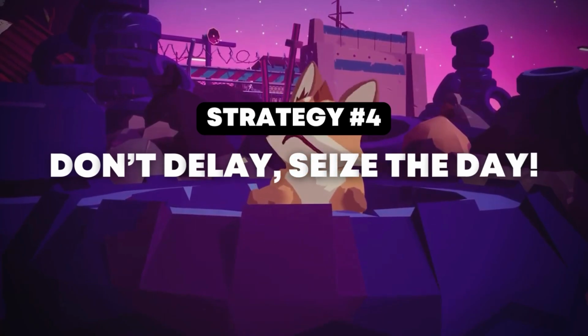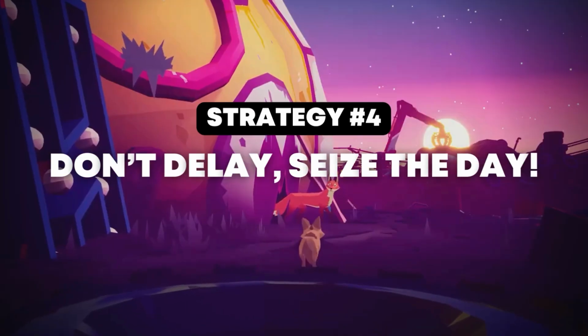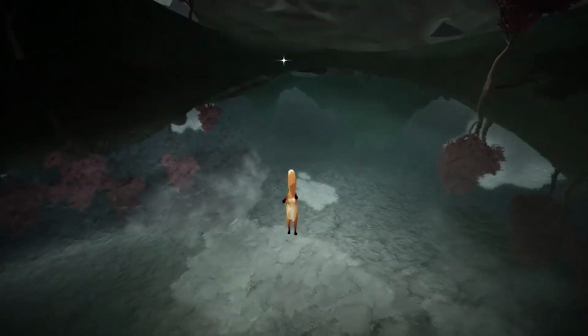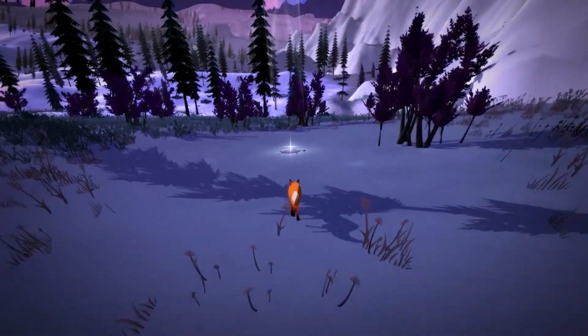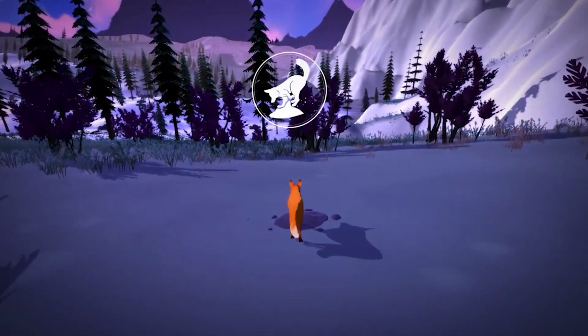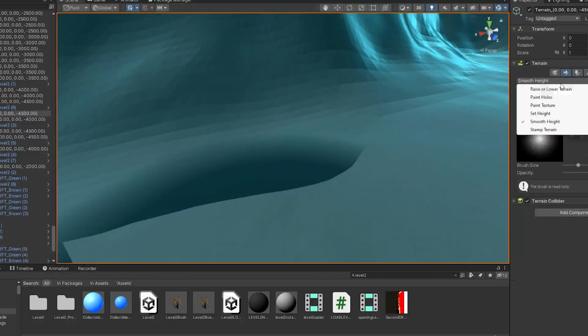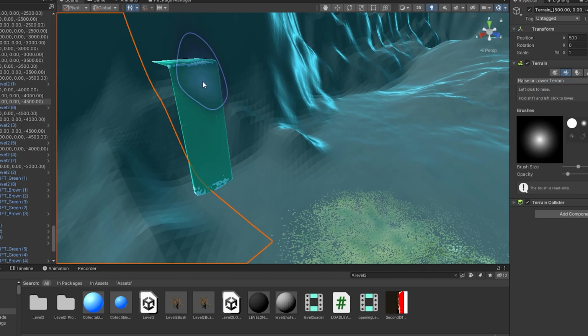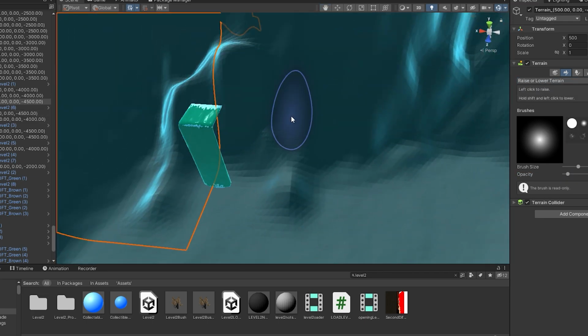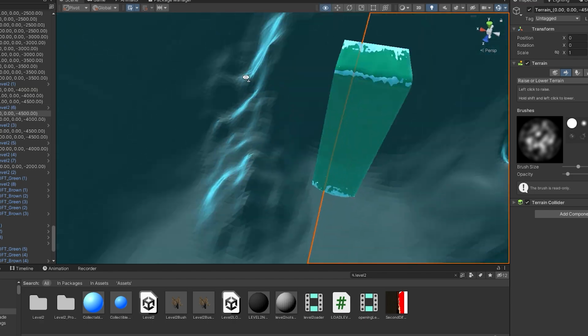Strategy 4. Don't delay, seize the day. This is something I wish I did with my first game. Don't underestimate the importance of having a coming soon page up and running on Steam as soon as you have a trailer or some screenshots of the game. This will give you more chance to rack up those wishlists before launch day.